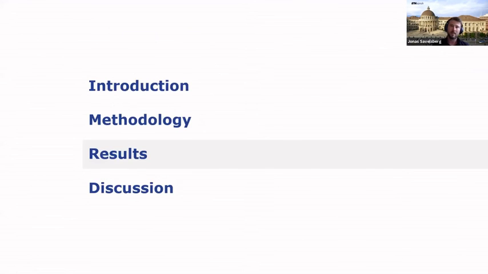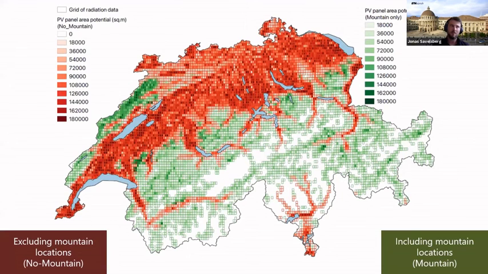Now let's dive into the results. First off, just on the placement potential, what you see in the red colors, basically the PV area potential for the no mountain scenario, which is here. And then basically on top of that, we have the mountain locations included. So this is basically large parts of the Alps that can be included for mountain installations, with some regions, of course, excluded if they are natural reserves, for example, and parts of the Jura Mountains in the northwest of Switzerland.